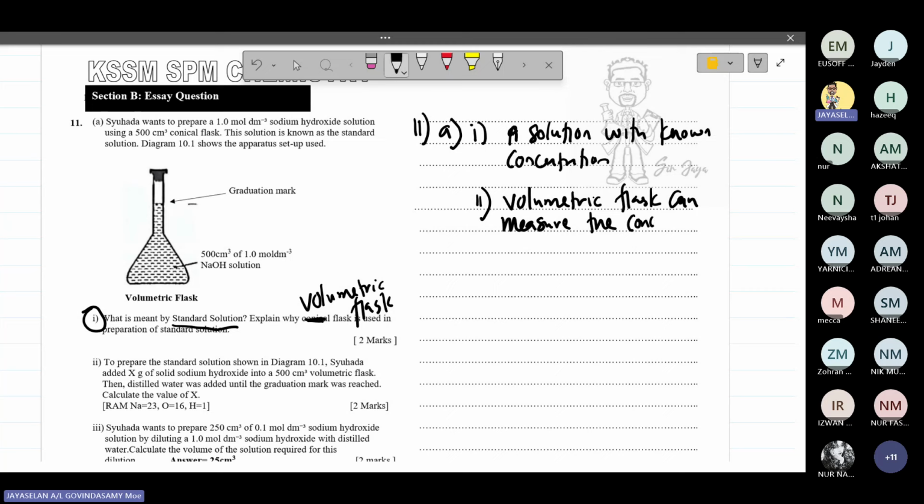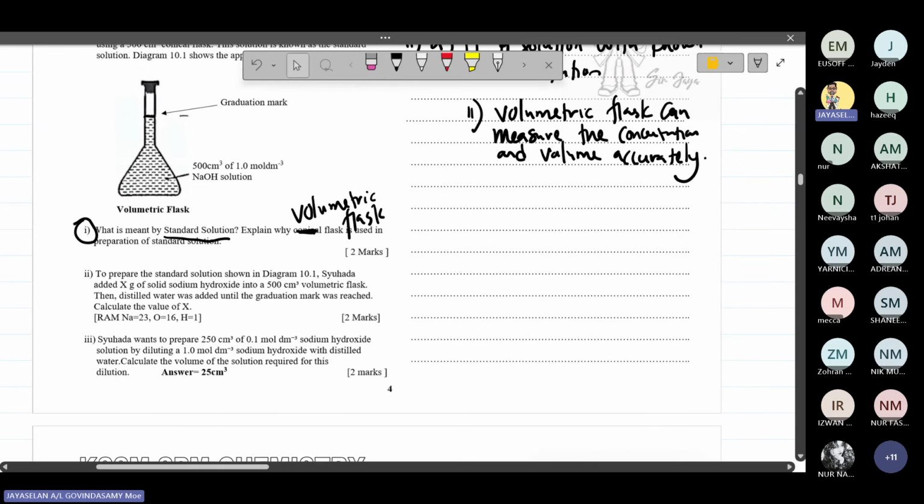the concentration and volume accurately. So you guys already score 1 mark. Any question? Because it has 1 mark, the graduation mark. Okay, any question? No question. So you must not get this wrong.